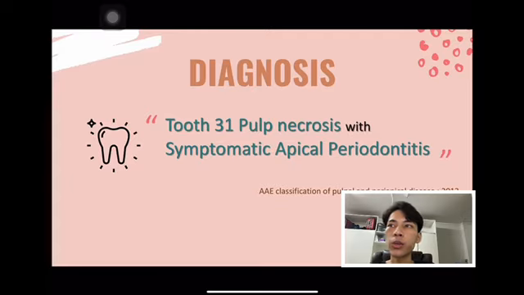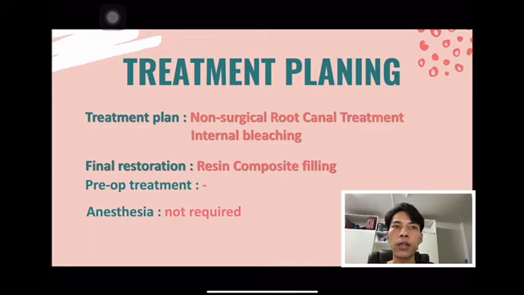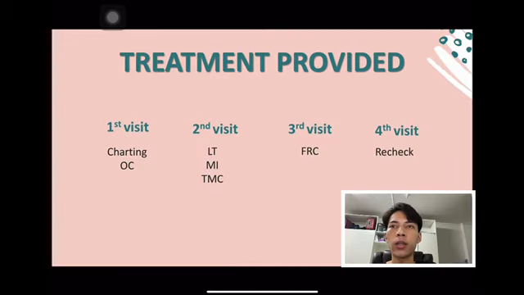So the diagnosis of this tooth is pulp necrosis with symptomatic apical periodontitis. And treatment planning of the tooth is non-surgical root canal treatment. After that, internal bleaching, and final restoration with resin composite filling. No preoperative treatment, and anesthesia is not required.